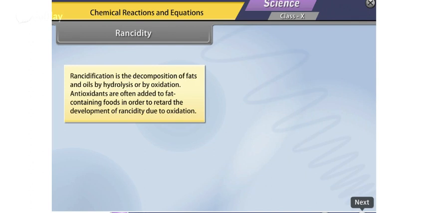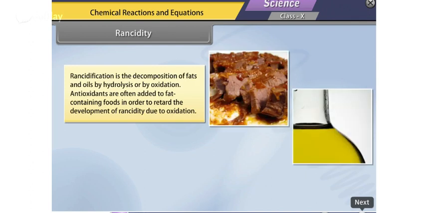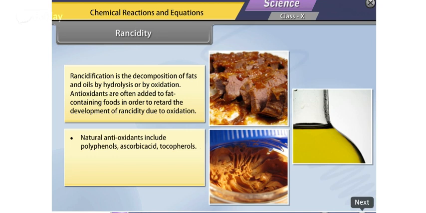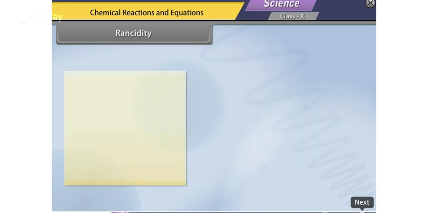Rancidification is the decomposition of fats and oils by hydrolysis or by oxidation. Antioxidants are often added to fat-containing foods in order to retard the development of rancidity due to oxidation. Natural antioxidants include polyphenols, ascorbic acid, tocopherols. Synthetic antioxidants are butylated hydroxyanisole and butylated hydroxytoluene.